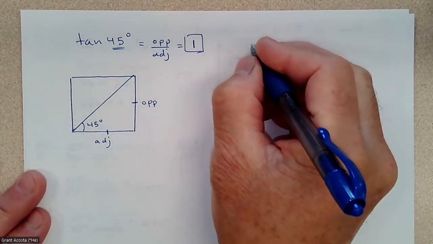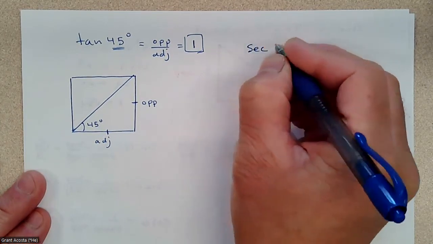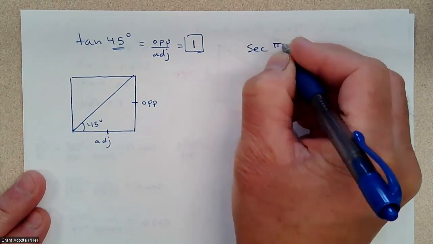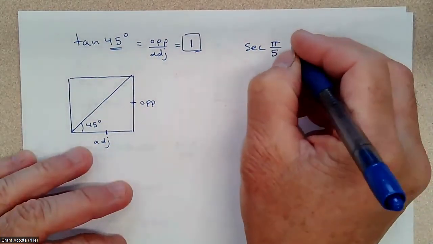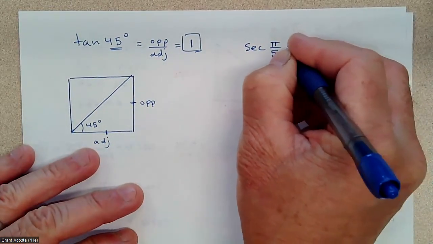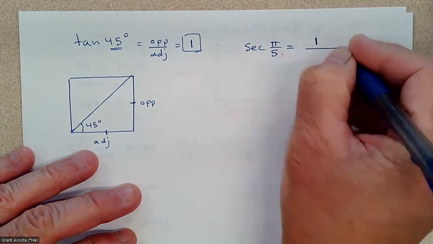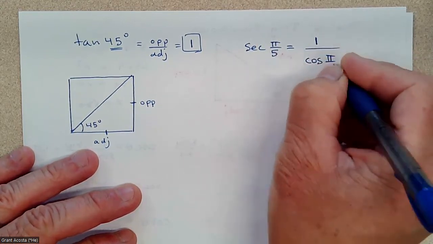One last thing here. Say I was to ask the secant of pi over 5, for example. Now, I'm not going to try to show you this with a triangle, but what I'm going to try to show you is you would need a calculator to do this. And most calculators do not have a secant key. They have sine, cosine, and tangent. And so this is where knowing that secant is the reciprocal of cosine becomes important. The secant of pi over 5, if you had to do that on a calculator, would be 1 over the cosine of pi over 5.